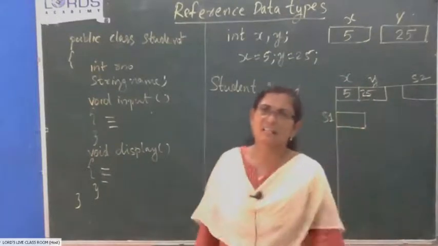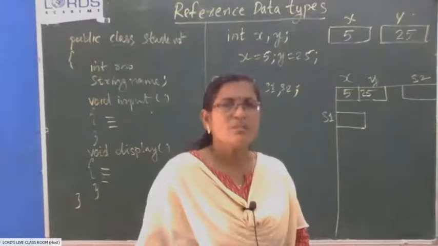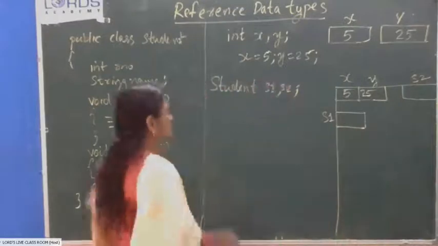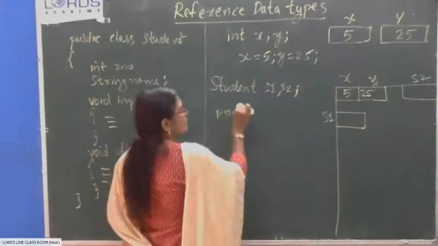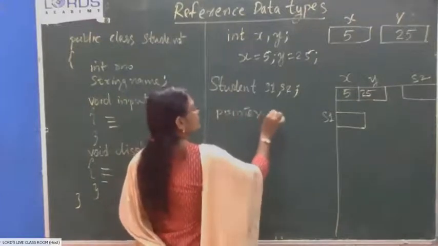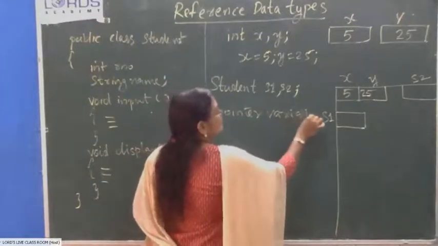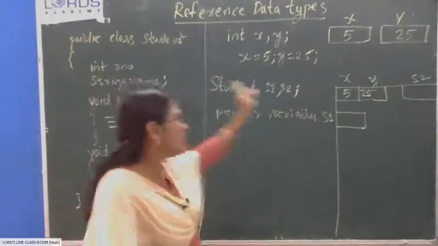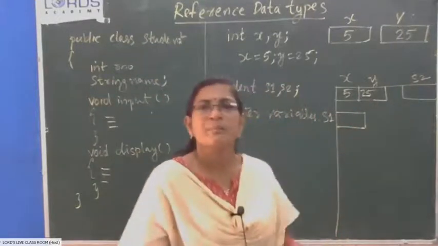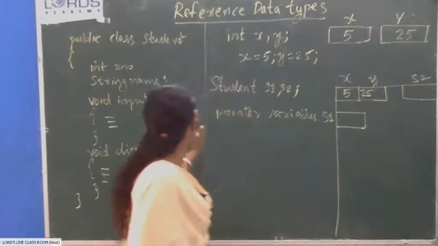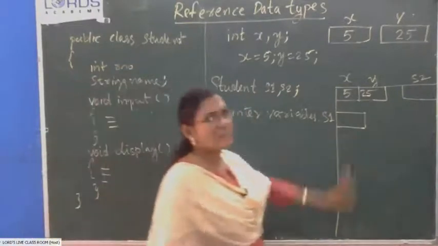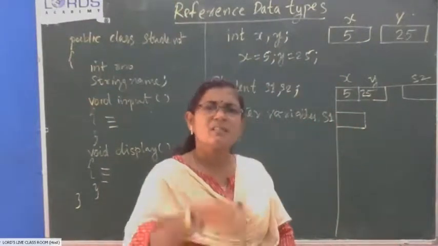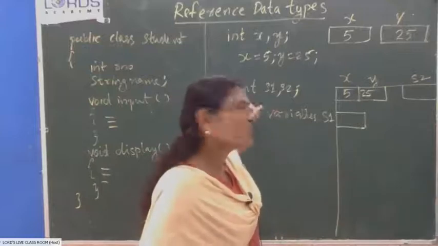It does not have any characteristics of any objects. Simply two memory locations are reserved, and these locations are known as pointer variables. In S1 you will not be able to store roll number or name. In S2 also you will not be able to store roll number or name. S1 will not have the method input or display. S2 also will not have the method input or display. We have just told the computer to reserve two spaces of the type student.